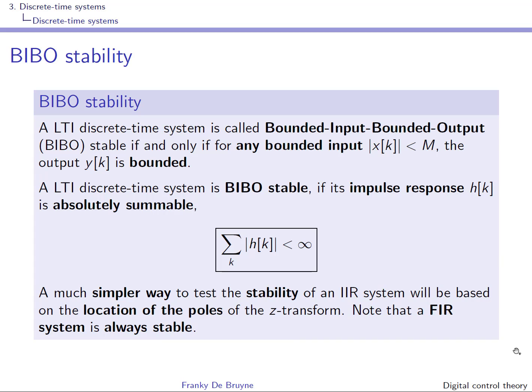There is a similar way to test stability of discrete time systems based on the location of the poles of the z-transform. The z-transform will be introduced in the next slides and is a Laplace transform of a discrete time signal. Note also that an FIR system is always stable because you only have a finite number of elements in the sum, so of course this will always converge for a FIR system.